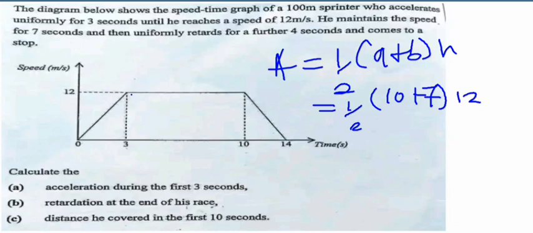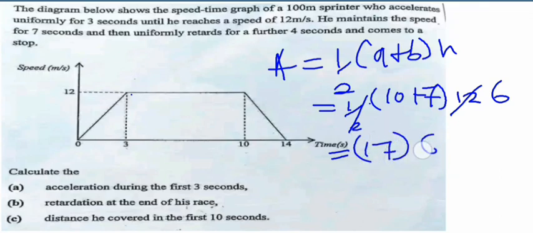Then from there now, I'm just going to say half into half, that is 1. Then the half of 12 is just 6. Okay. Then from there now, we are going to add here 10 plus 7, we are going to get 17. Then 17 multiplied by 6.